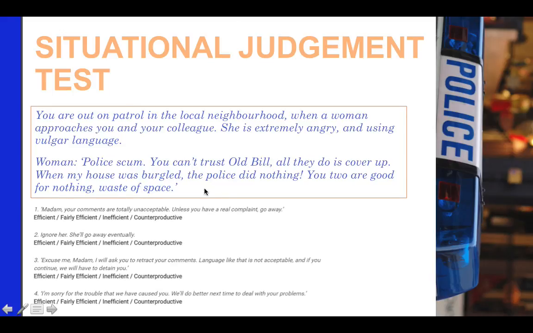So here we've got 4 statements, and you have to rate these statements in order of efficiency. So first of all, we've got, "Madam, your comments are totally unacceptable. Unless you have a real complaint, go away." You would circle this as being fairly efficient. You are dismissing the woman's comments and making it clear that they are unacceptable.